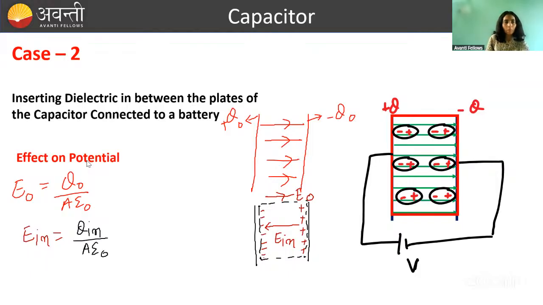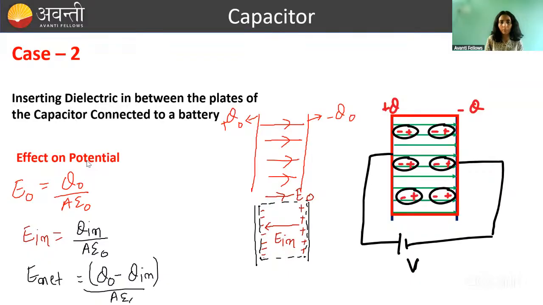What is the net value of electric field? You write it like this. Q naught, you will subtract the two, Q naught minus Q induced by A epsilon naught. So electric field is getting decreased overall. We have learned, because Q naught minus Q induced by A we had said is sigma naught by K. So this is getting decreased. We can see like this.